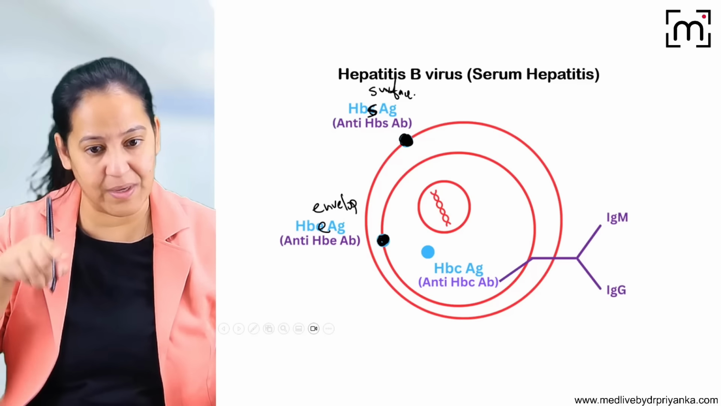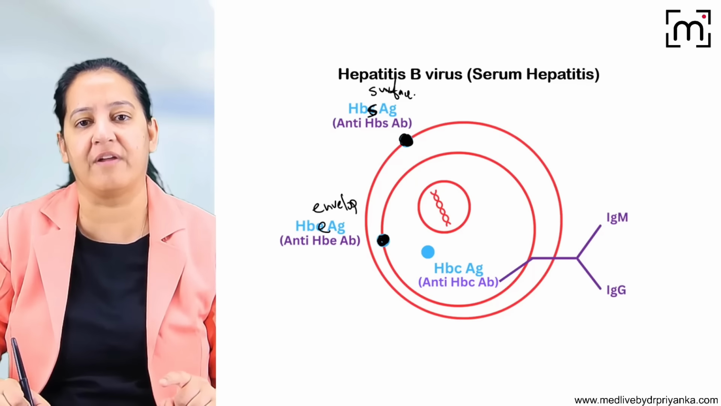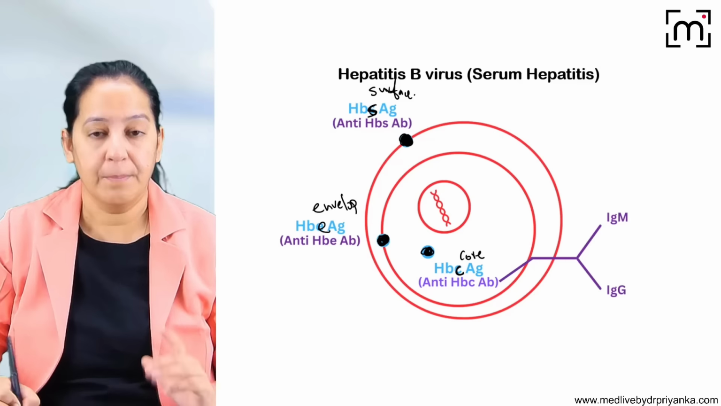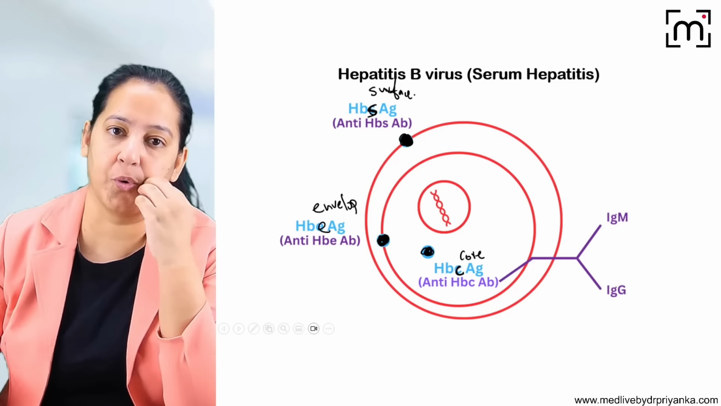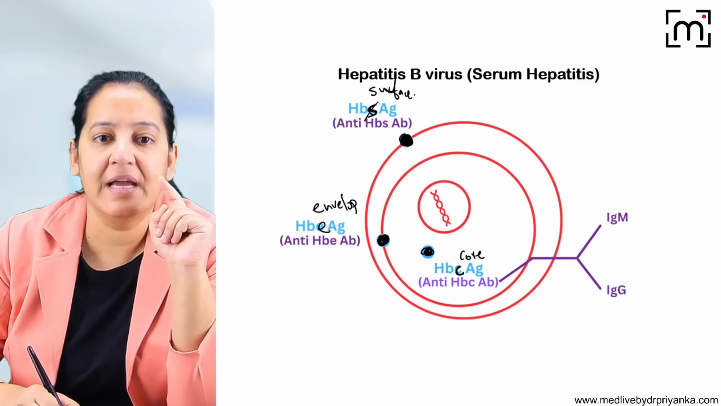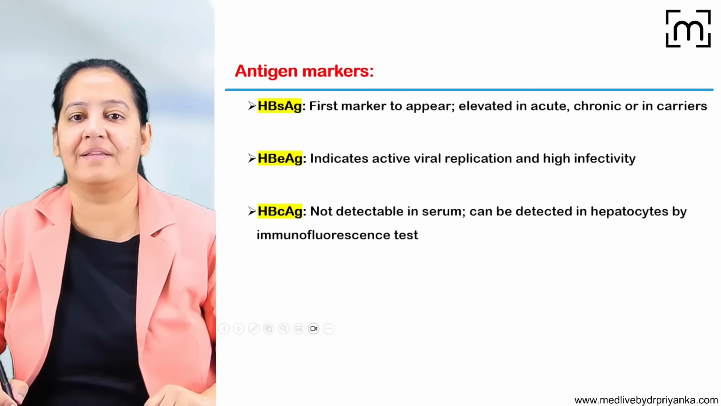So one is S, one is E. S is surface, it is present on the surface. E is envelope because it is present in the envelope. The third antigen is C. C for core, because it is present deep inside. So learn the three antigens. What are the three antigens? S for surface, E for envelope, and C for core. Please learn that.